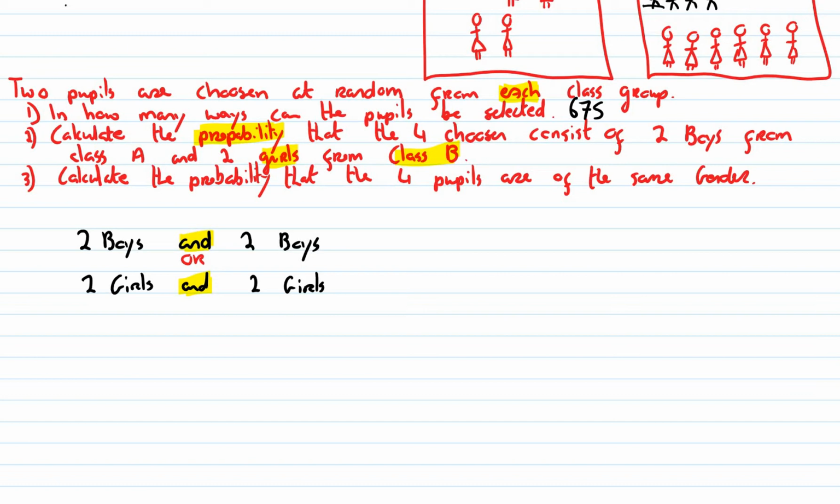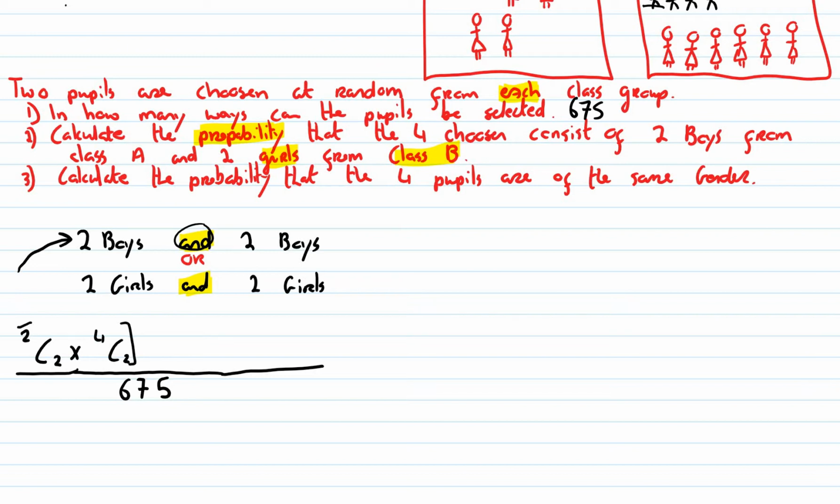Let's find the probability of choosing 2 boys and 2 boys first. Again, the total number of ways to choose is 675. In the first class there are 2 boys in it, and I have to choose 2 of them. And in the second class there are 4 boys, and I have to choose 2 of them. So that here is dealing with this.